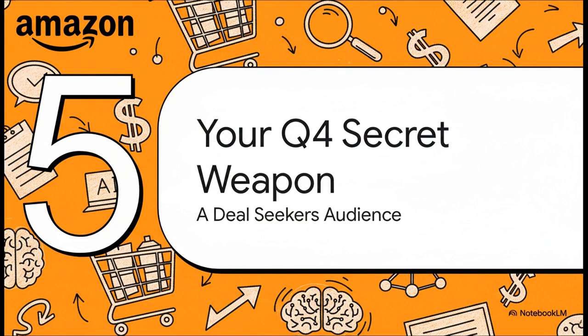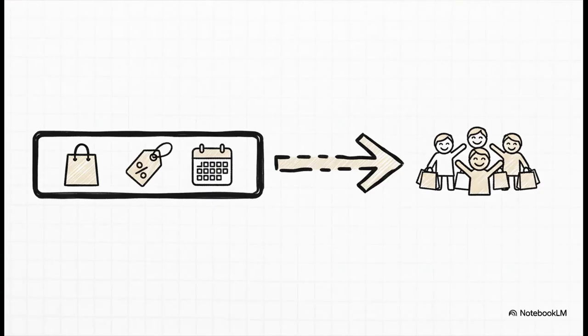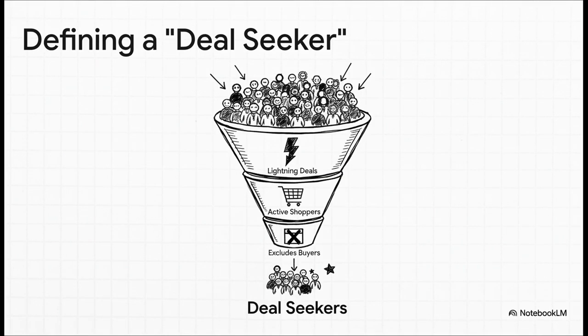Okay, so let's make this really practical. Q4 is the biggest sales period of the year. So how can we use this? Well, let's build a deal seekers audience, a group of shoppers who are practically guaranteed to buy during a promotion like Black Friday. You could literally just type a prompt like this: build an audience of deal seekers for my Q4 promotions. But the real power here is that we can get incredibly specific about what a deal seeker actually is. And this is where the magic really happens.